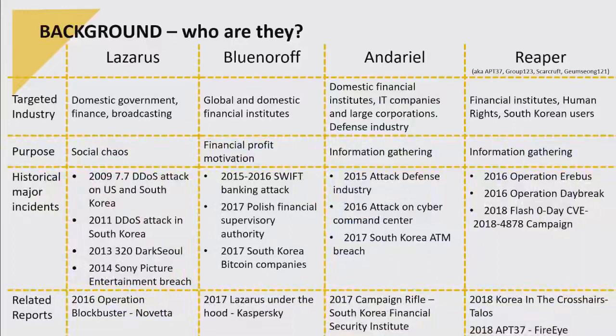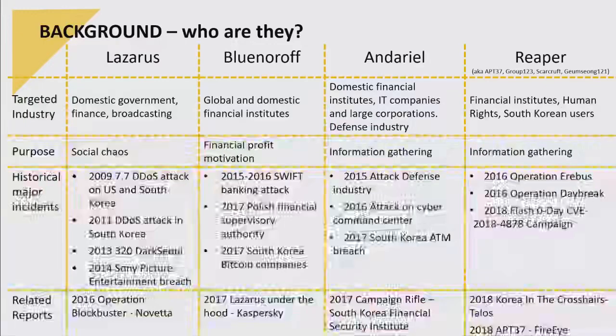And the second group is called Bunorov. This group is kind of different from Lazarus. They mainly don't cause social chaos, but they aim for financial profit. So they target a lot of global and domestic finance institutes. And in 2016, some reports revealed their large-scale attack targeting the SWIFT network in banks and caused a lot of money lost. Also, last year we discovered that this group also conducted some attack targeting a Bitcoin company too.